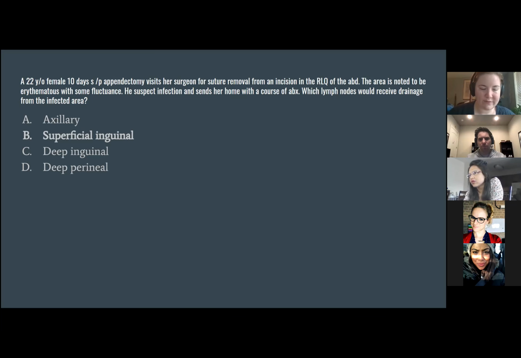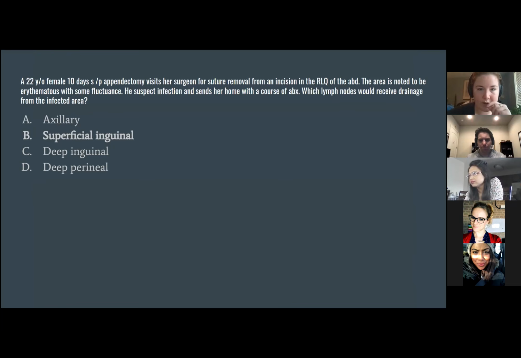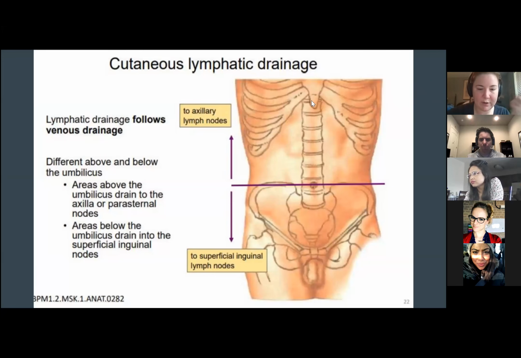Okay, superficial inguinal. So if we are talking about this appendectomy, this is going to be right lower quadrant. So above and below the umbilicus, this is going to be below the umbilicus. So superficial inguinal lymph nodes. Remember, this is just cutaneous drainage. So this is the incision from the surgery. So this is cutaneous. So that's why we're talking about this. So it's cutaneous drainage and then above or below the umbilicus. That's how you can figure that question out.